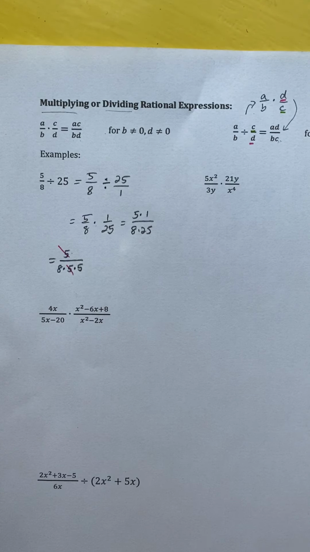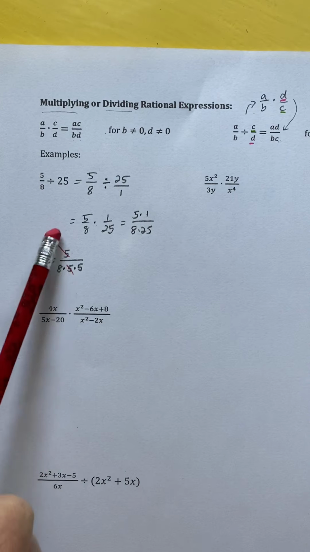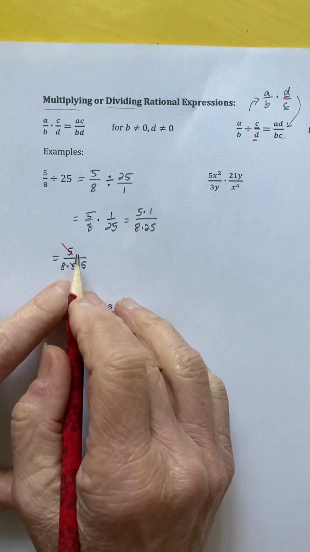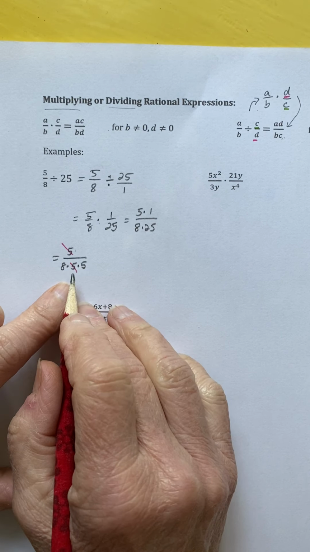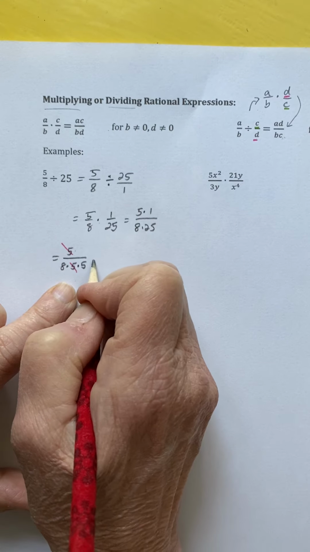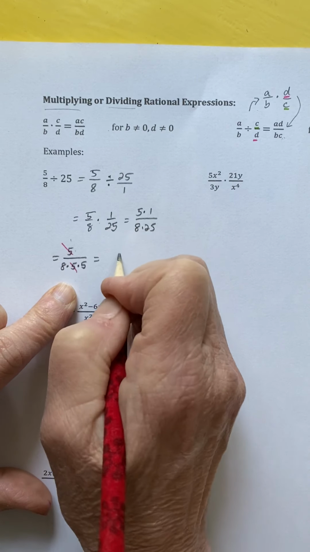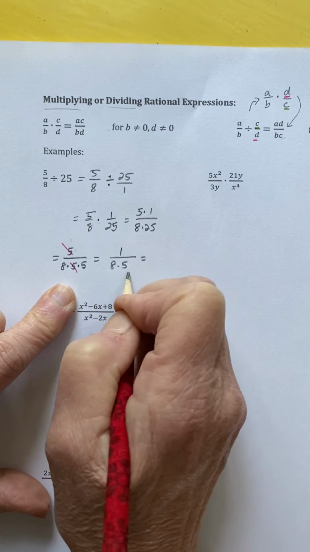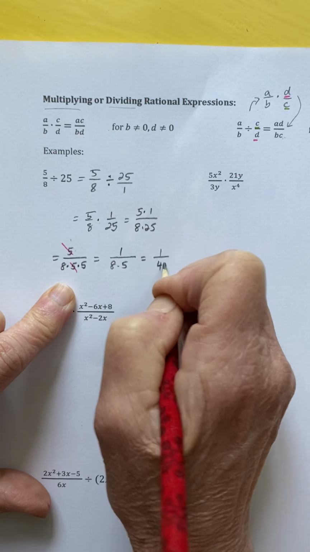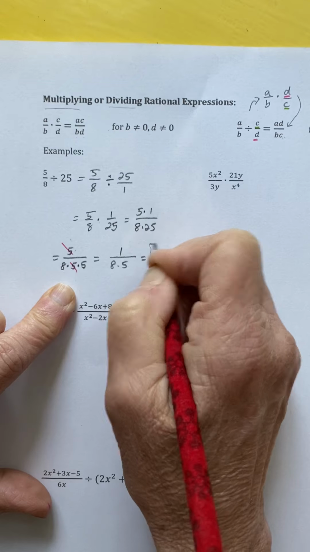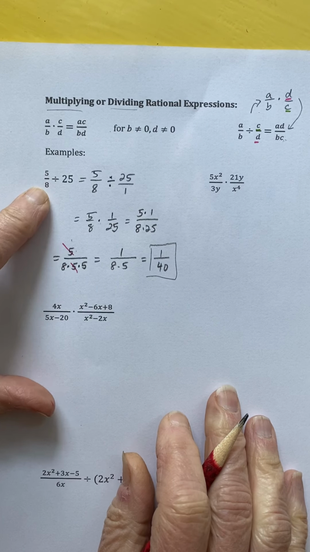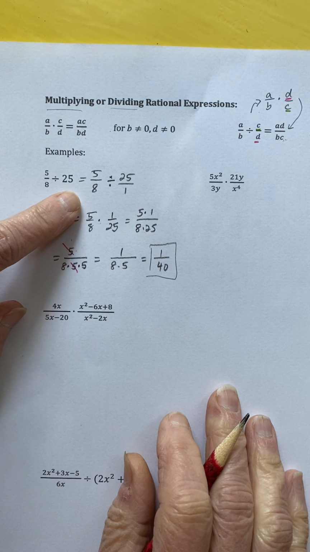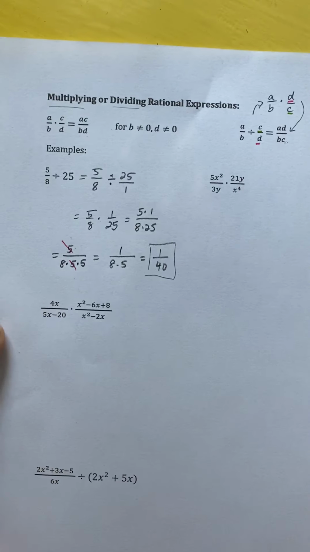Those 5s reduce. One 5 with one 5. You don't reduce the 5 with each. There's only one 5 factor in the top, so it's going to reduce with one of them in the bottom. That leaves you a 1 in the top and an 8 times 5 in the bottom. In this case, you can multiply that 8 times 5 together, and you get 1 over 40. So that's what this problem equals. 5/8 divided by 25 is 1 over 40.